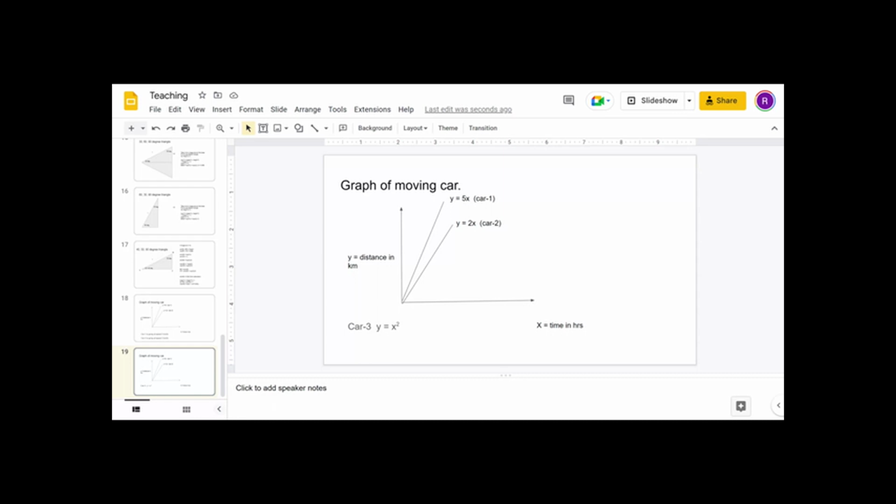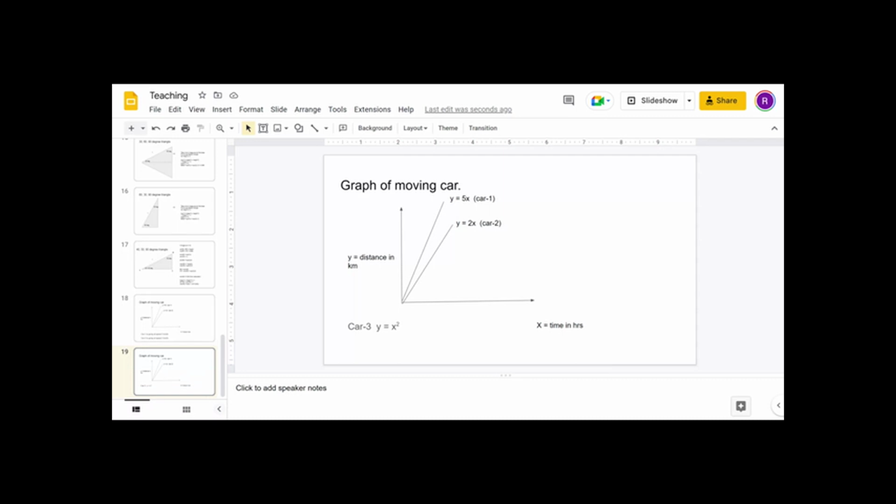Let's check actually if it is fixed speed or not fixed speed. Let's calculate the value of y for different values of x. After 1 hour, what is the y value? 1 kilometer. After 2 hours, how much is it? 4 kilometers. Exactly. So the distance has increased from 1 kilometer to 4 kilometers.